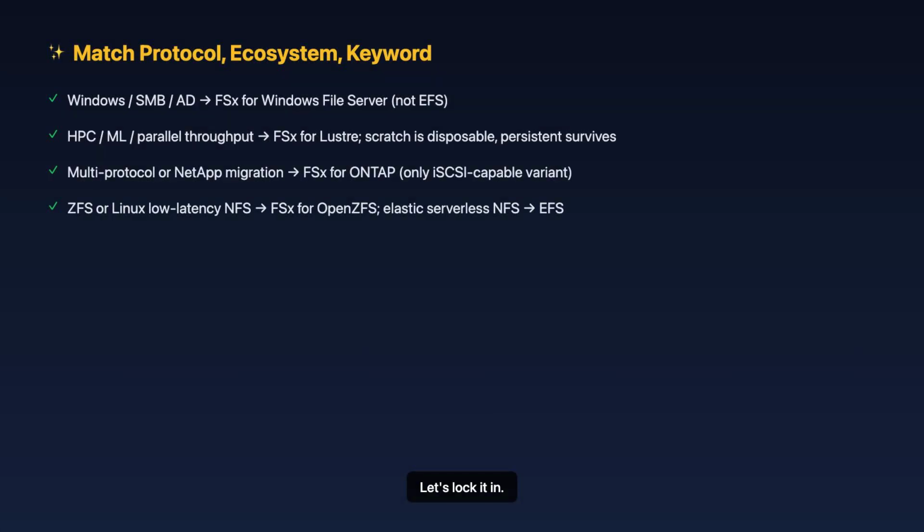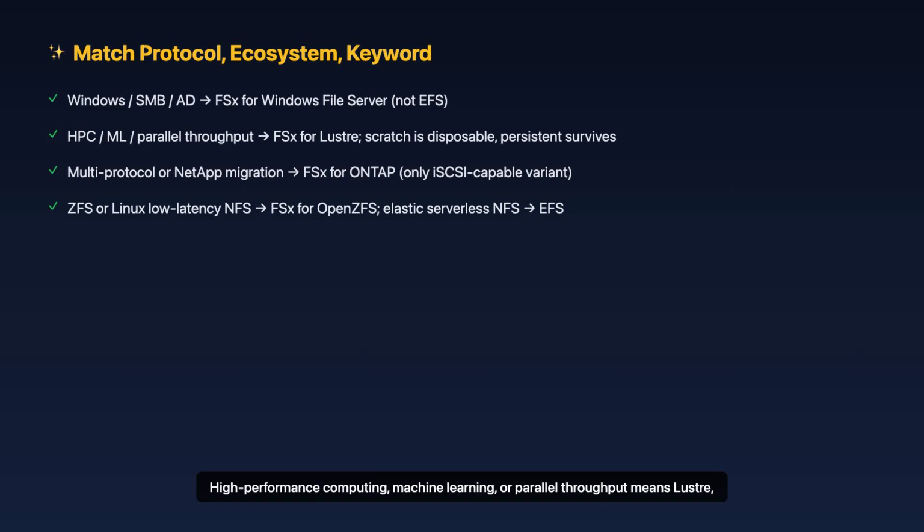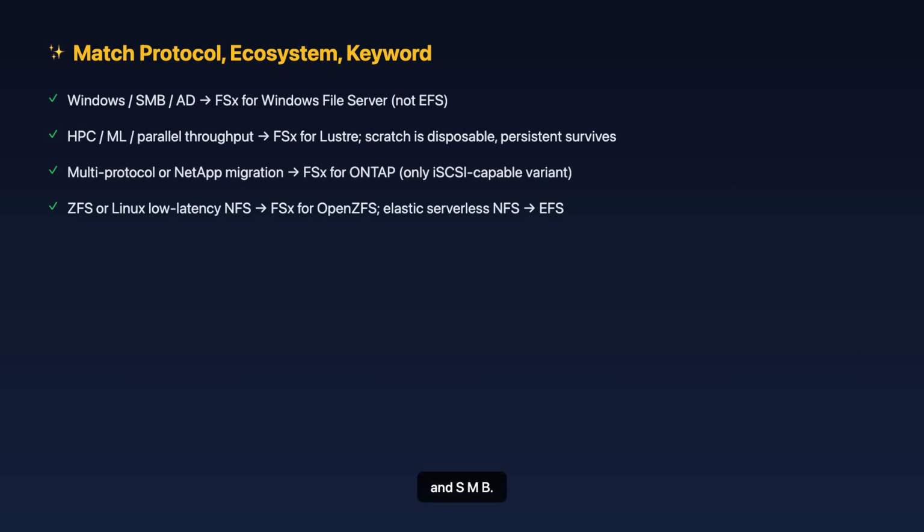Let's lock it in. Windows, SMB, or Active Directory points to FSx for Windows File Server, not EFS, which lacks Active Directory integration entirely. High-performance computing, machine learning, or parallel throughput means Lustre, where scratch deployments are disposable and persistent deployments survive a file system restart. Multi-protocol needs or NetApp migration means ONTAP, the only FSx variant that speaks iSCSI alongside NFS and SMB. And ZFS, or Linux low-latency NFS, means OpenZFS, while plain elastic serverless NFS means EFS.